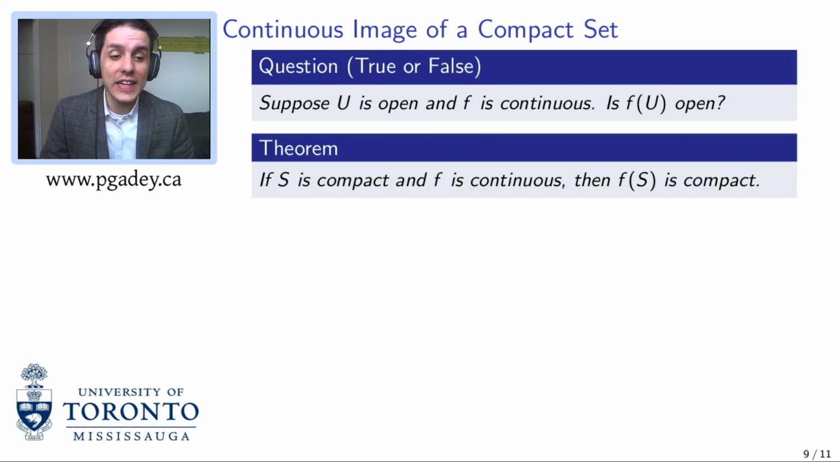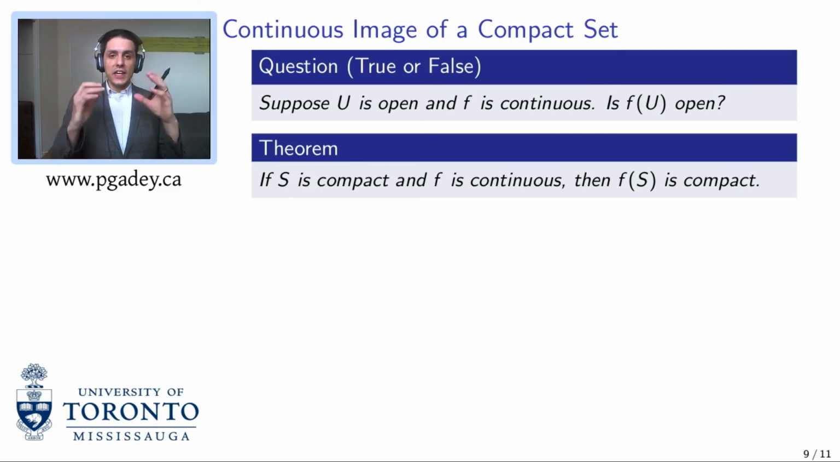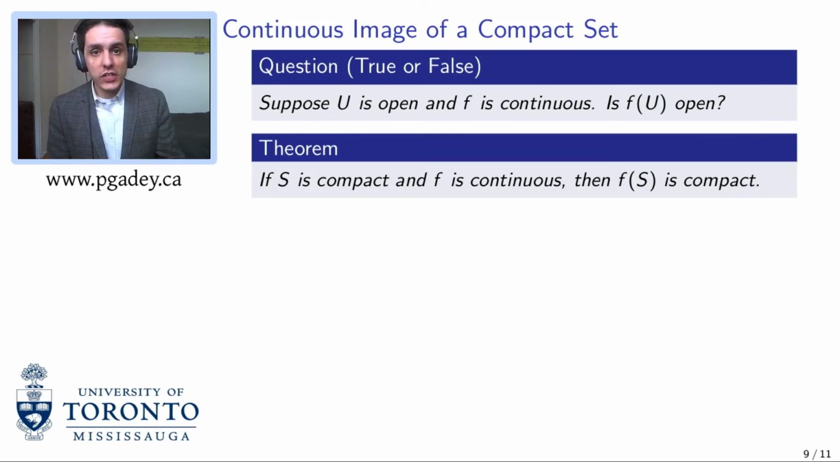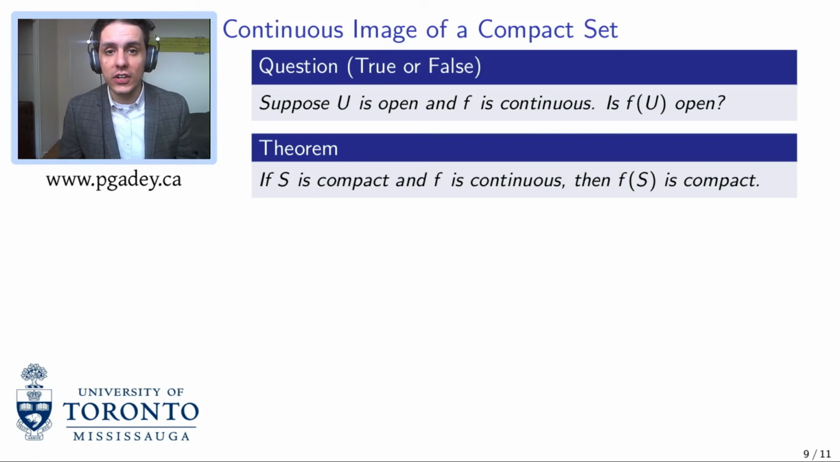However, they do preserve compactness. So if S is compact and f is continuous, then f of S is compact. Super duper beautiful theorem, super duper important. It says we take a compact set, apply a continuous function, it stays compact. So this is sort of a property that's even nicer than being open.